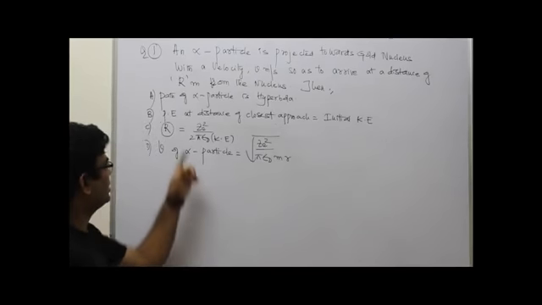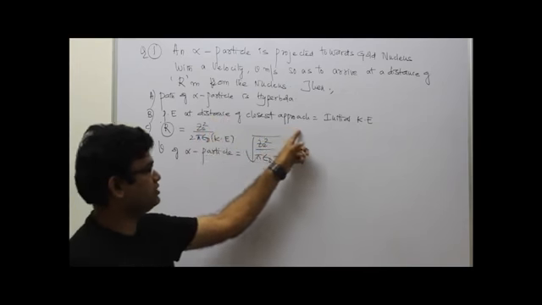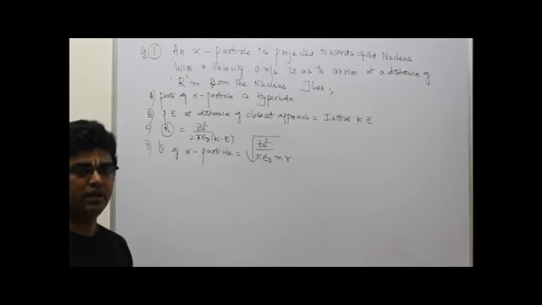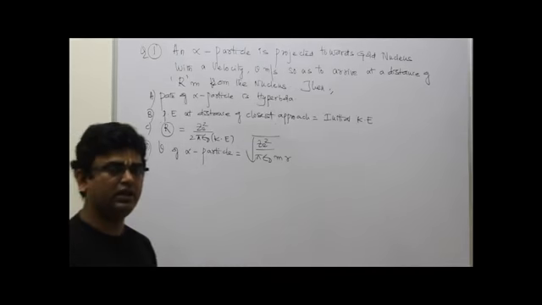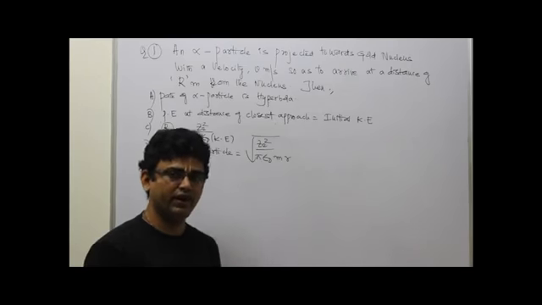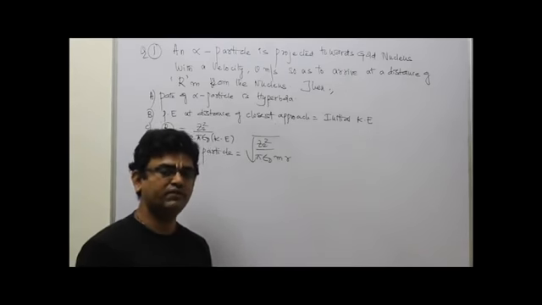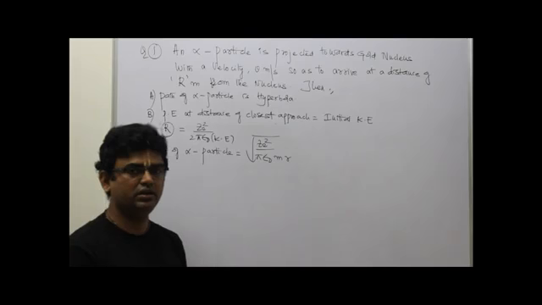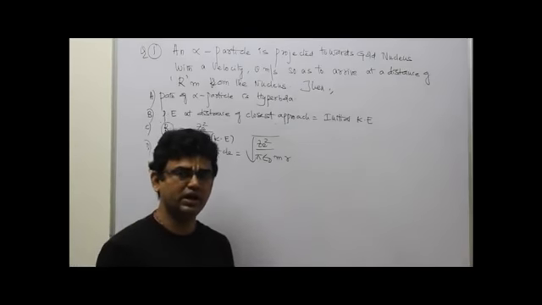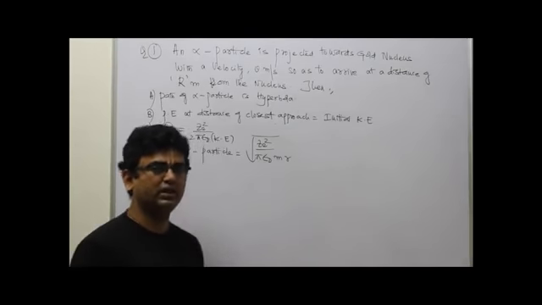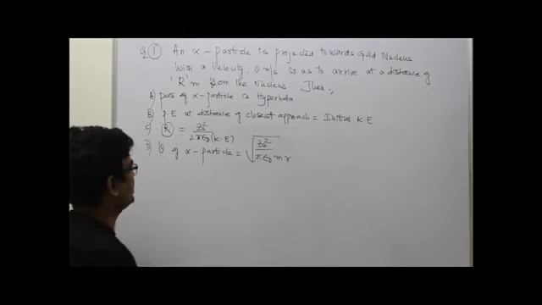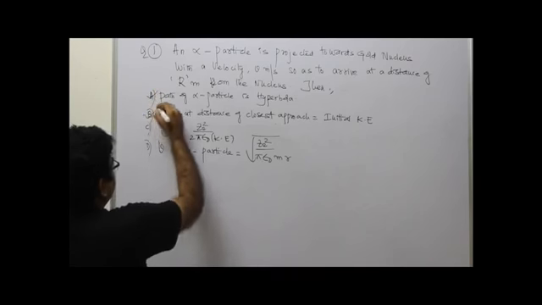Option 2: potential energy at the distance of closest approach is equal to initial kinetic energy. As we know, an alpha particle is a charged particle and it is under the influence of the electric field of the nucleus. So the alpha particle has potential energy, and according to energy conservation, this potential energy will be converted into kinetic energy and the alpha particle will get accelerated away from the nucleus. So option 1 is correct, option 2 is also correct.